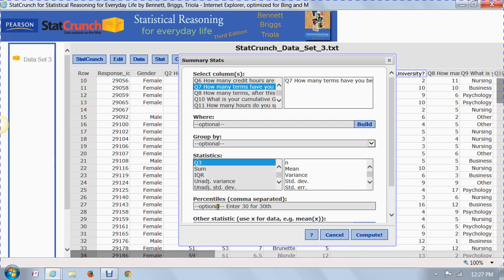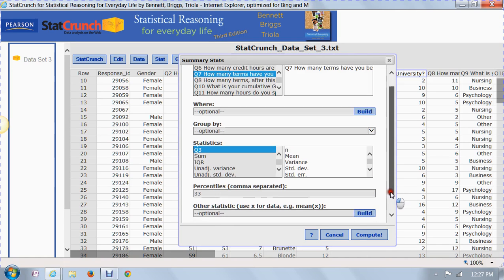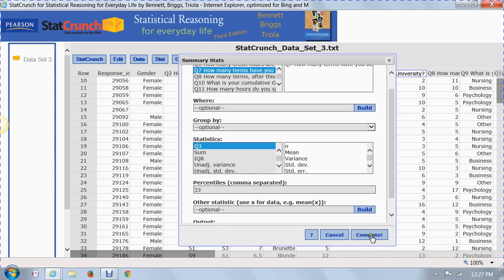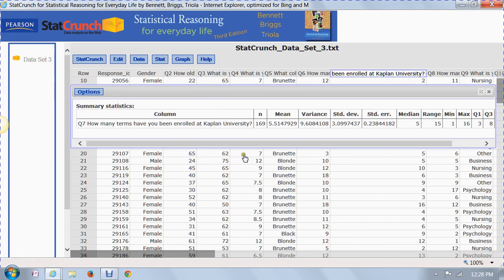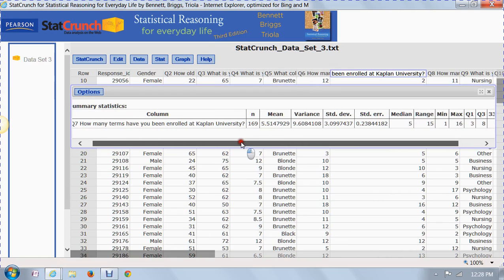Now also, you see where it says percentiles down here? I'm going to put down 33. In other words, I want the output to include the 33rd percentile point also. So I hit compute, and you notice right here the table, the output. So what it does is it answers the question for how many terms have you been enrolled at Kaplan University.